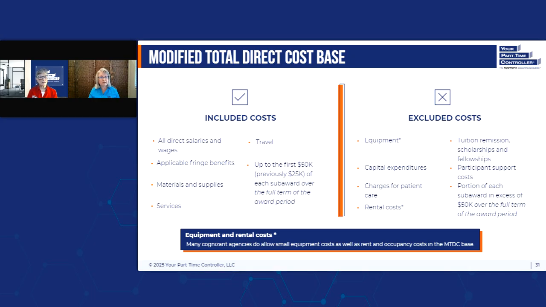Other items may only be excluded when necessary to avoid a serious inequity in the distribution of indirect costs, and with the approval of the cognizant agency for indirect costs. I've put an asterisk by both equipment and rental costs because many cognizant agencies do allow small equipment costs as well as rent and occupancy costs in the modified total direct cost base. This method helps ensure a fair distribution of indirect costs across various programs and projects, avoiding disproportionate allocation to any single program.